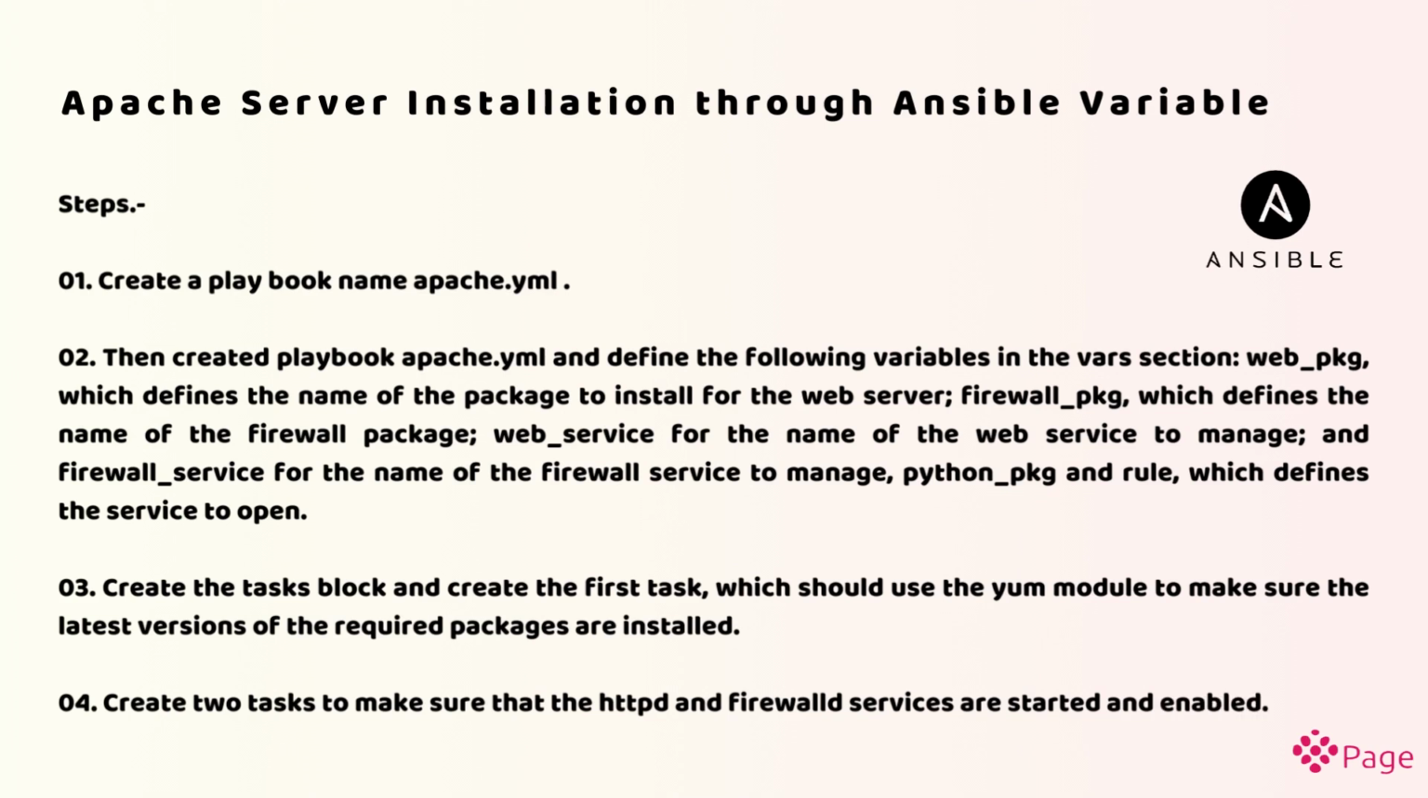python_pkg and rule, which defines the service to open. Create the tasks block and create the first task, which should use the yum module to make sure the latest versions of the required packages are installed. Create 2 tasks to make sure that the httpd and firewalld services are started and enabled.